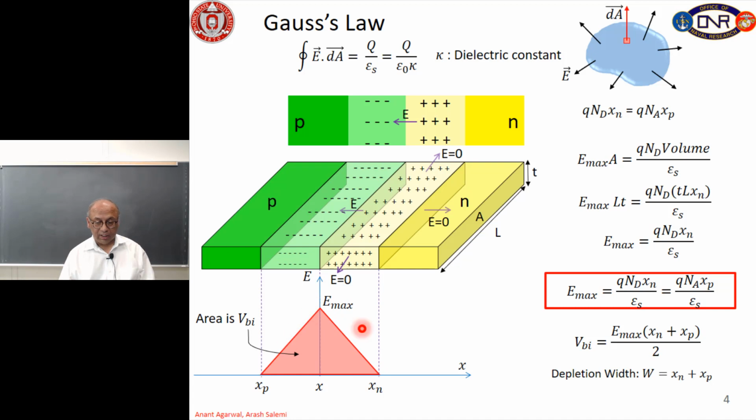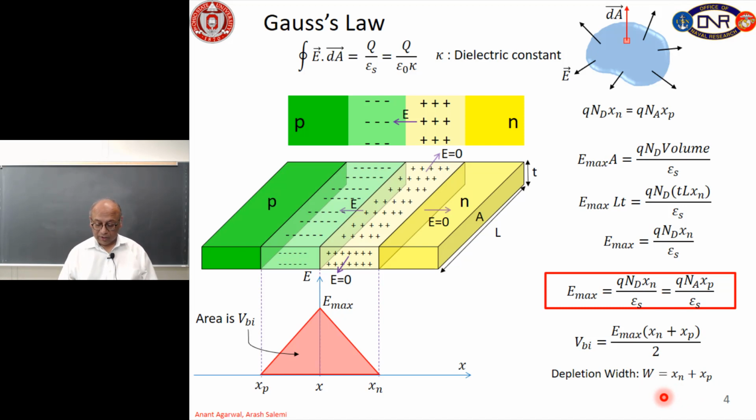Similarly, on the p side, we can show that E max is equal to Q N A x p over epsilon s, and E max has to be the same value for the n side and p side. So, the two quantities are equal, and the area under this triangle is the built-in voltage V BI, which will be E max times (x n plus x p) divided by 2, since this is a triangle. And we will just call the total depletion width x n plus x p.